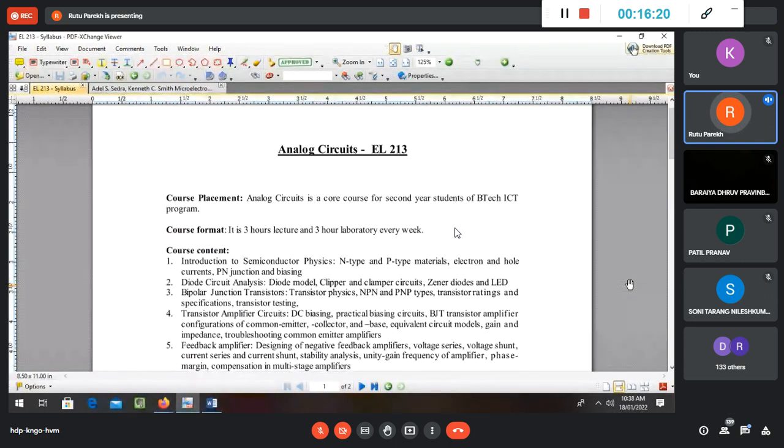Design means you have to use the components. Even if you are using one transistor to make an amplifier, it is challenging. To design an amplifier with one transistor is more challenging than to design a digital circuit that has thousands or millions of transistors. You understand that.